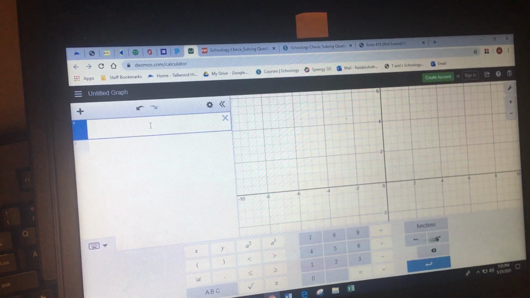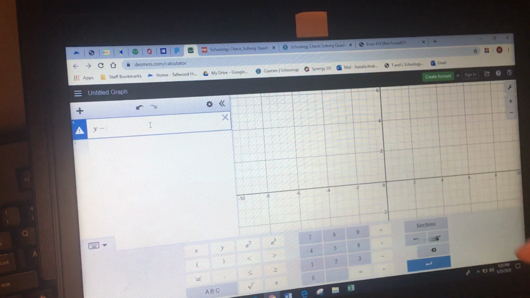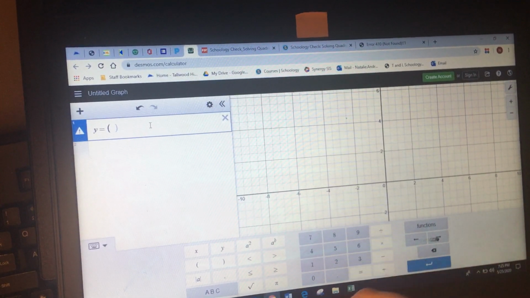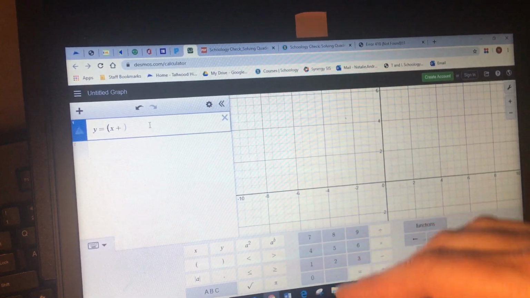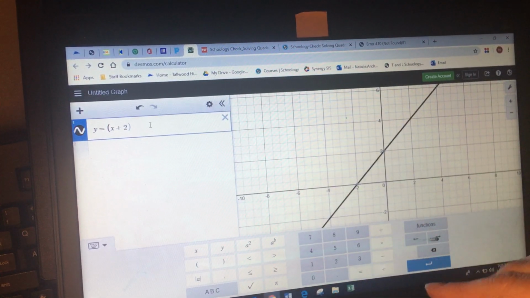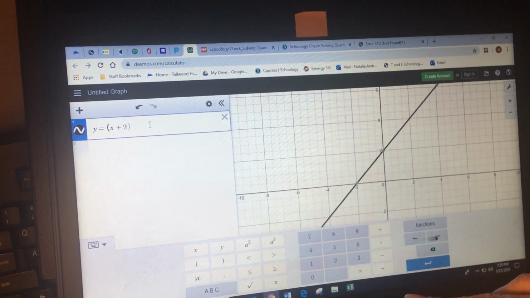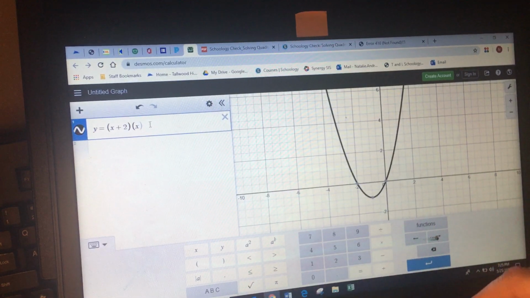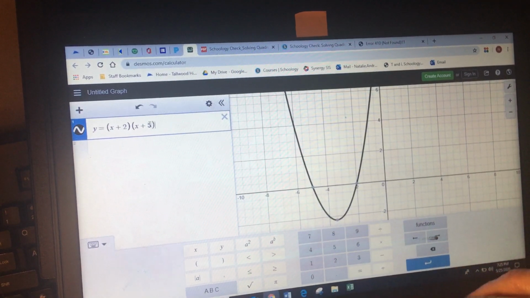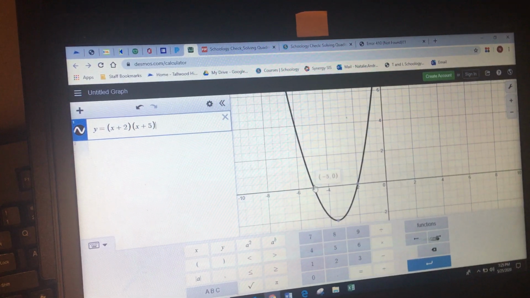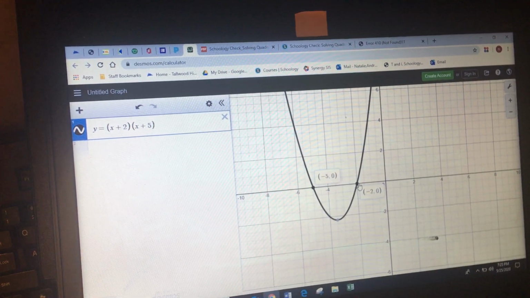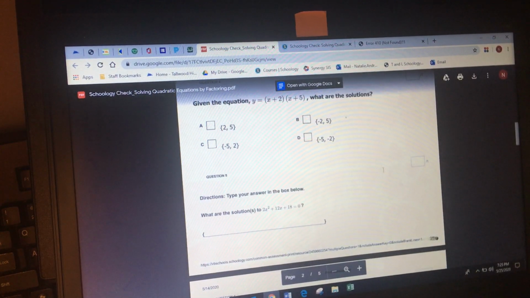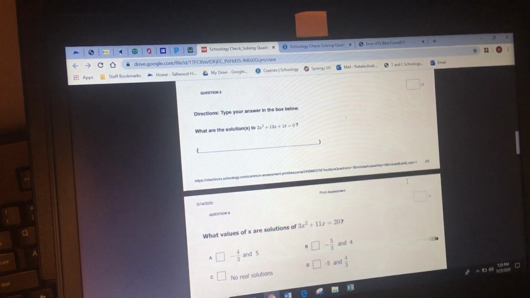All right, so y equals parenthesis x plus 2. Don't forget, if it doesn't say x, always change it to x. Close it. Okay. And then x plus 5. Okay, and then go to your graph, and there's your solution. Negative 5, negative 2. See that? So either way, whatever you're comfortable with. So it's still D. Okay, let's move down to number 5.